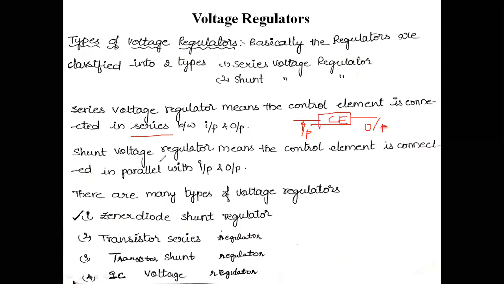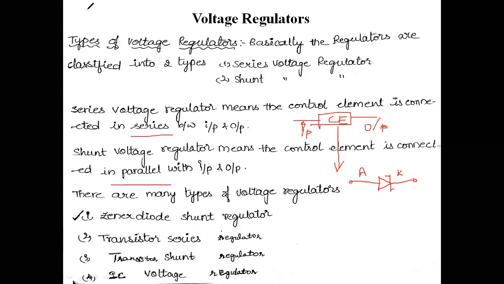Whereas shunt voltage regulator means the control element is connected in parallel. The control element, that is the Zener diode, we are going to connect in parallel here. The Zener diode is going to be connected in parallel with the input and output. Let us assume the control element is a Zener diode. If that Zener diode is connected in series, we can treat that voltage regulator as a series voltage regulator. If this Zener diode is connected in parallel, we can treat that voltage regulator as a shunt voltage regulator. Shunt voltage regulator and series voltage regulator.